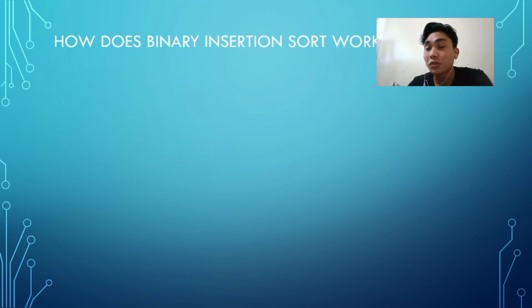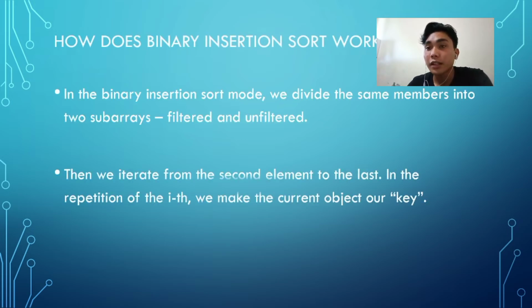So how does binary insertion sort work? In binary insertion sort, we divide the array into two sub-arrays, sorted and unsorted. The first element is in the sorted sub-array and all other elements are unsorted. Then we iterate from the second element to the last. In the ith iteration, we make the current element our key. So what is this key? This key is an element that we should add to our existing sorted list below.